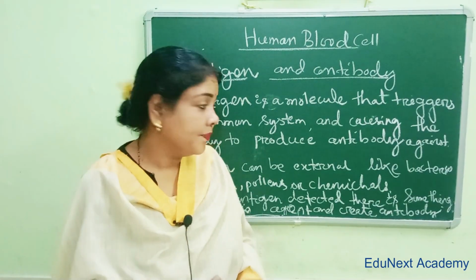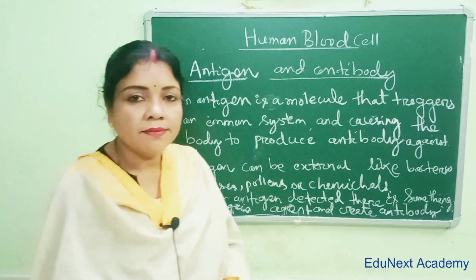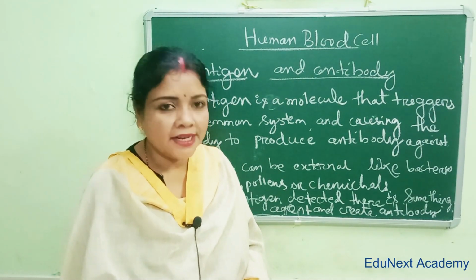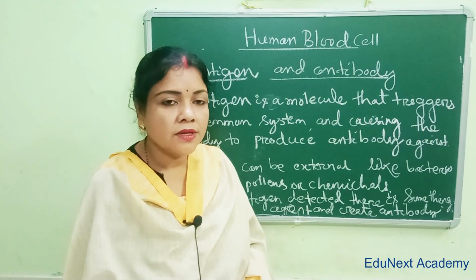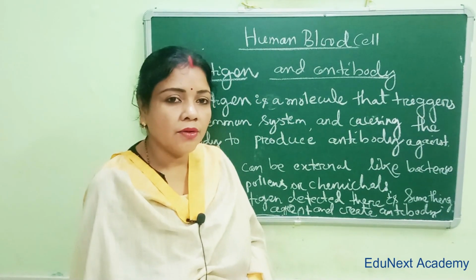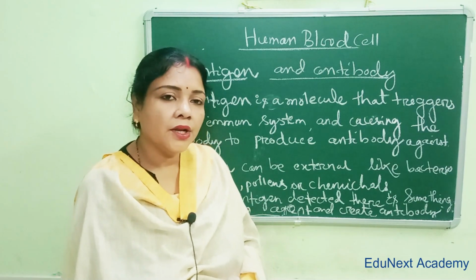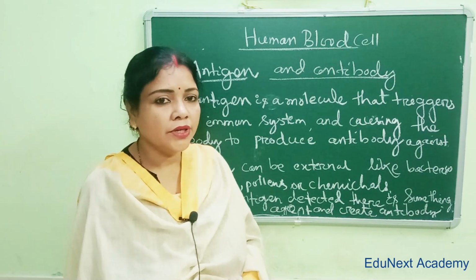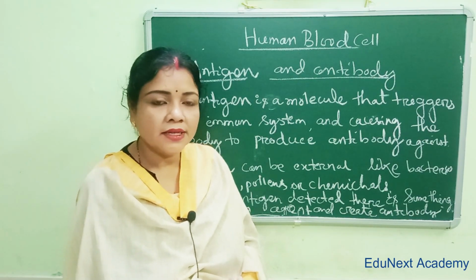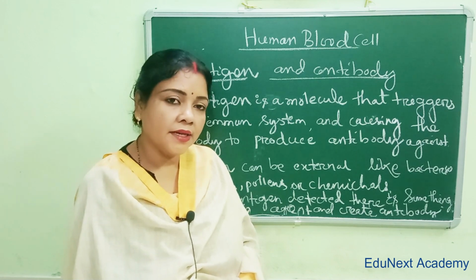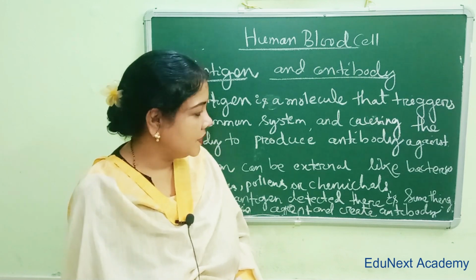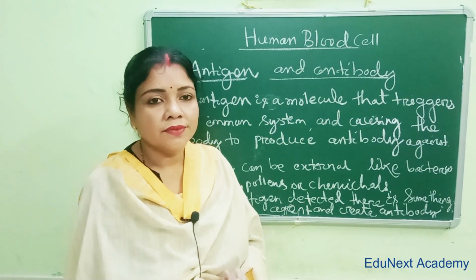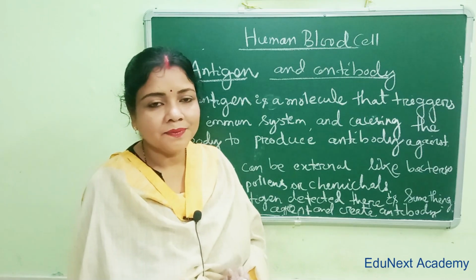This antigen can be internal, can be external. The external ones may be viruses, bacteria, pollen grains, or any other chemicals to which the body suddenly reacts whenever it enters or we come across them. Whenever the body recognizes that foreign agent, it starts to create antibody, and the antibody goes and attaches with the antigen, neutralizes it, and finally destroys it. So these antigen and antibody are our defense system. It protects us from foreign agents, right?